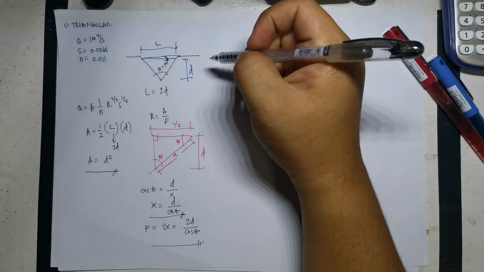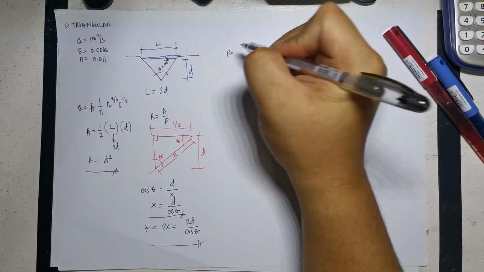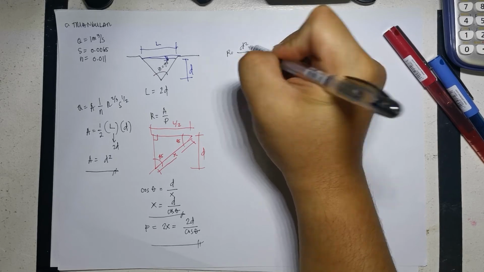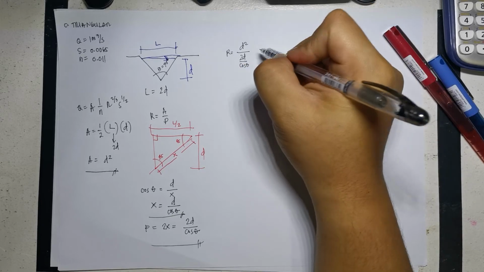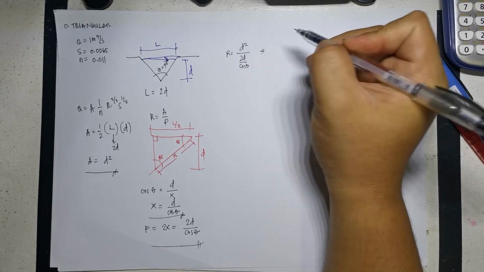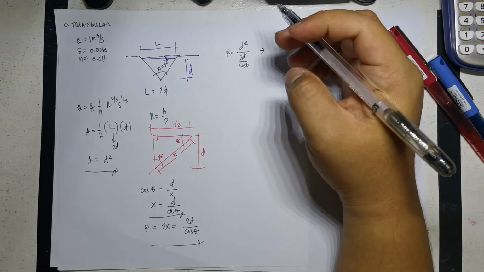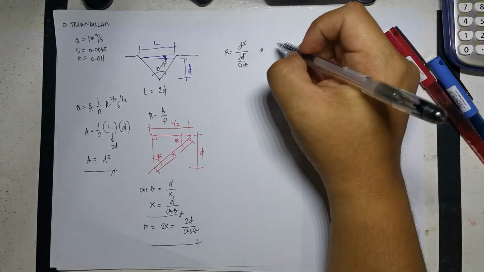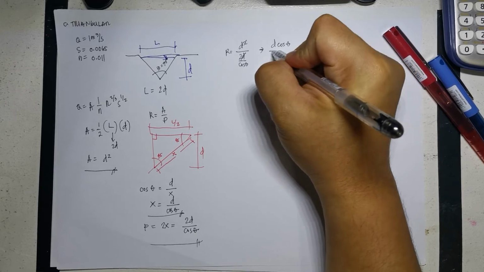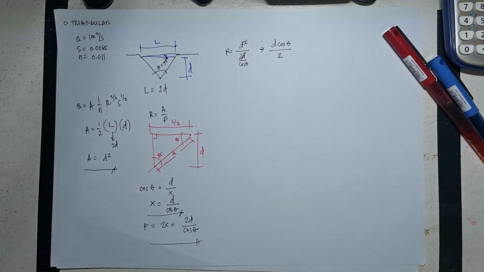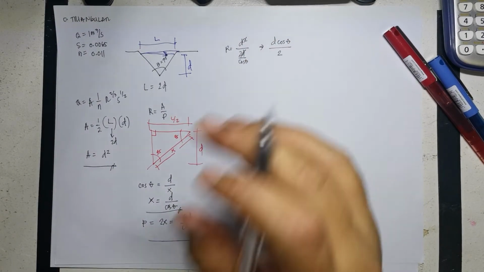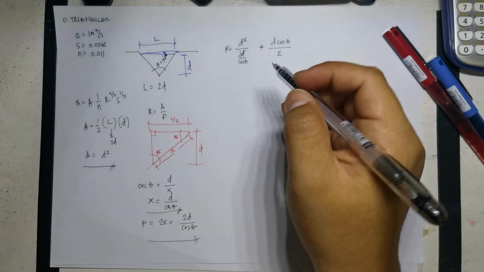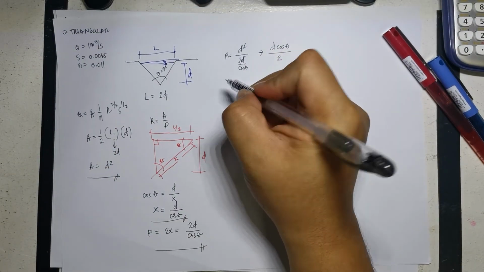Solve natin si R. So, R is equal to A over P. A is equal to D squared. And then P is equal to 2D over cosine theta. So, pag simplify natin yan, makakancel natin to. We will have D cosine theta over 2. That will be the expression for R in terms of D. So, yun.